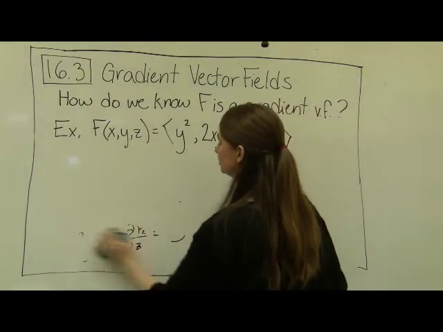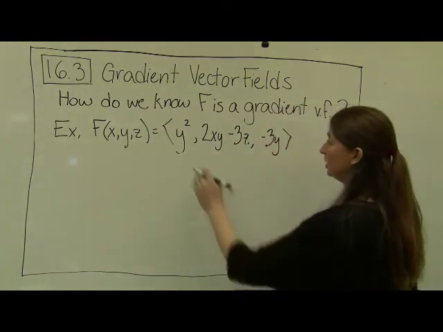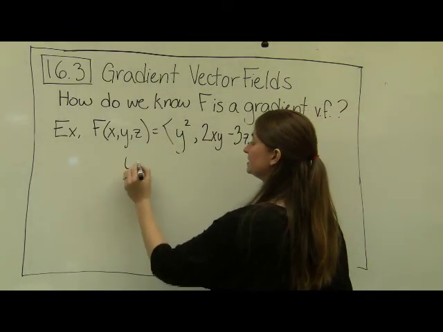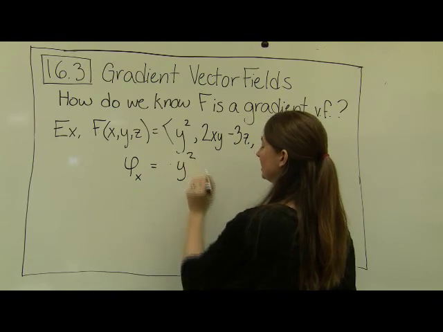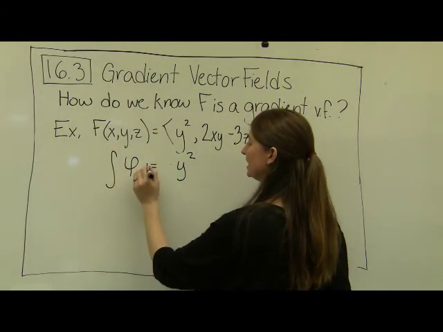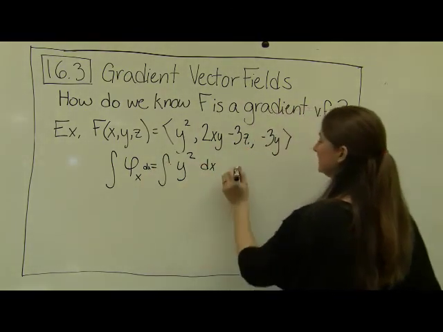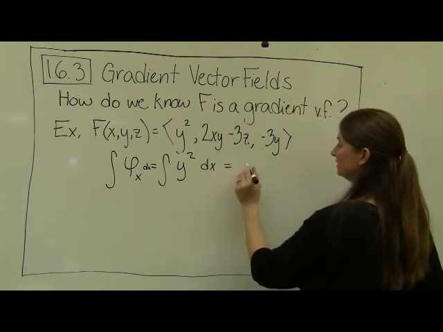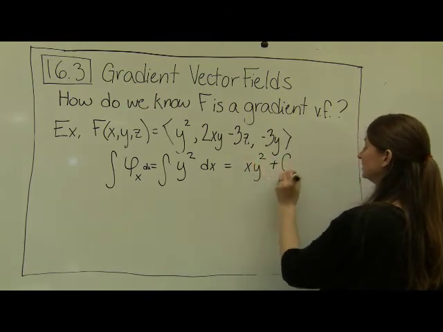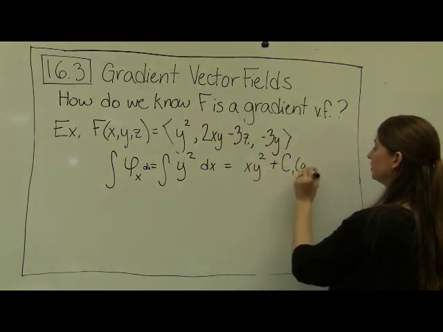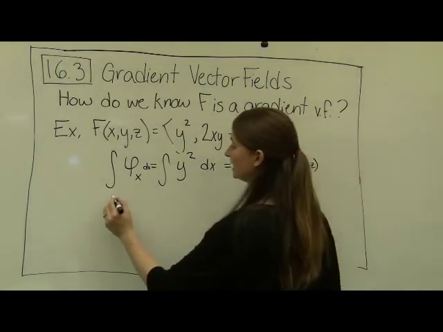So to find the potential function, recall, it means that we're going to have to integrate each of these terms with respect to whatever variable they are. This is saying that my potential function's partial derivative with respect to x is exactly equal to y squared. So I'm going to integrate both sides with respect to x, and I find that I get out xy squared plus a constant function that could include both y's and z's, because we were treating y's and z's as constants. So that's the first function I get out.